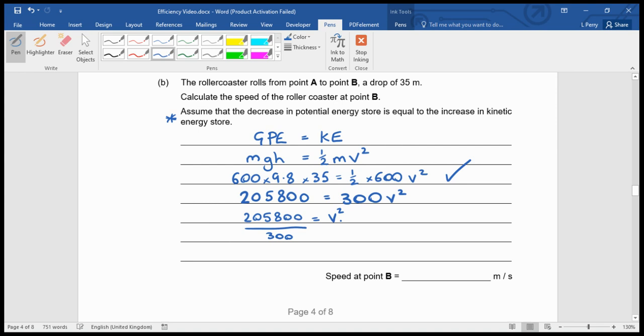I'll do that in my calculator, which gives me v squared is 686. And then to get out of v squared, I square root on my calculator. So v is the square root of 686, which equals 26.19. So my answer is 26.